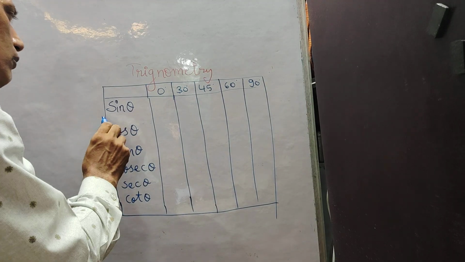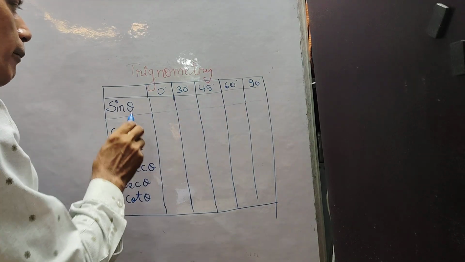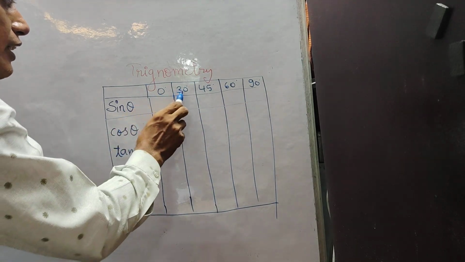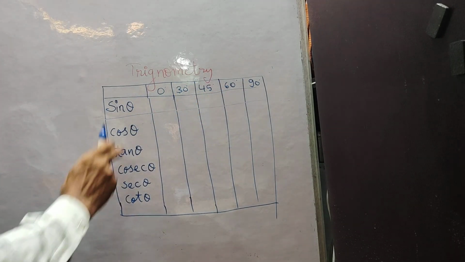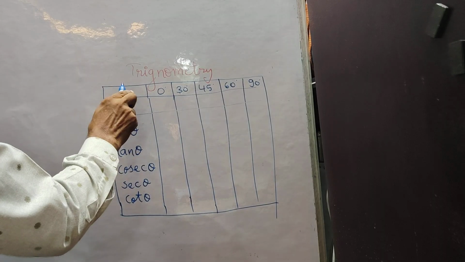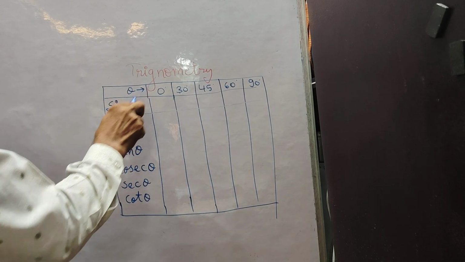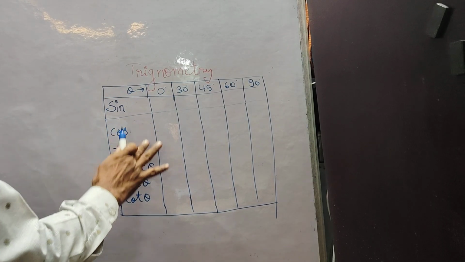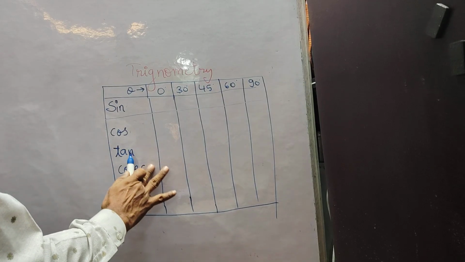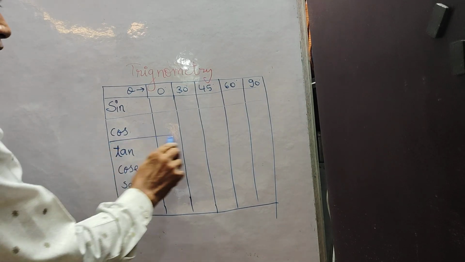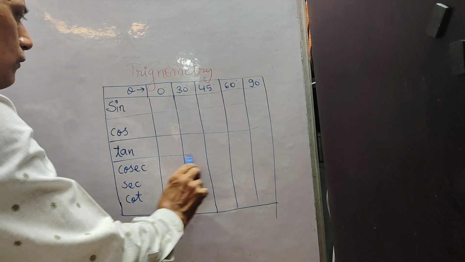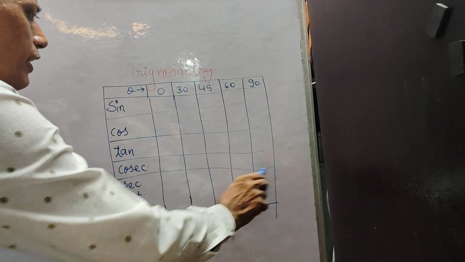First we have to remember what sine 0 degrees is, what sine 30 degrees is, sine 45, sine 60 and sine 90. These are the angles, and we have to remember the value of each of these particular angles. So how can we remember?